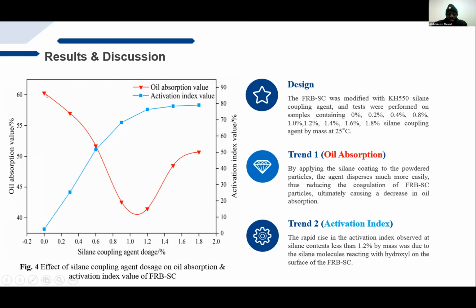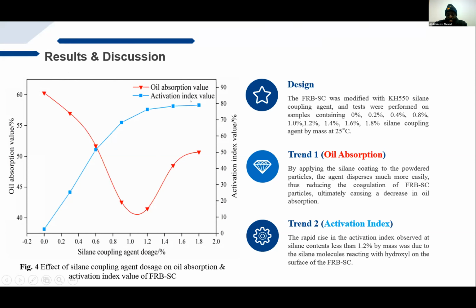So by reducing the amount of air voids and ensuring better compatibility between the materials, we noticed that the oil absorption began to decrease. And at this point it was the lowest, which presumably is the best for this silane coupling agent, which is between 1 and 1.2%.